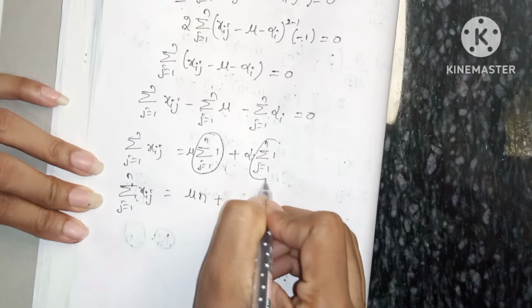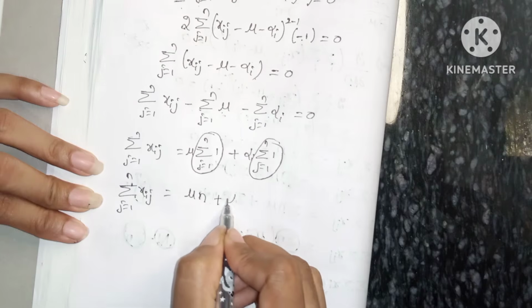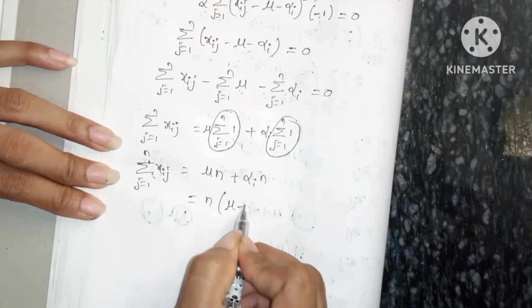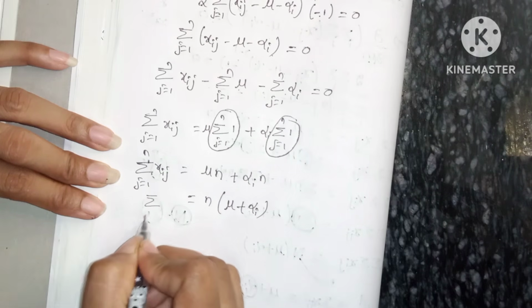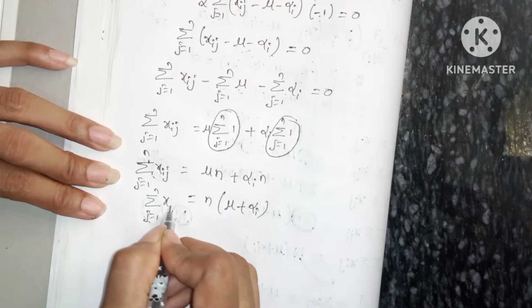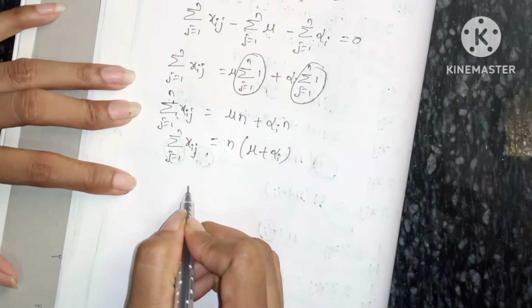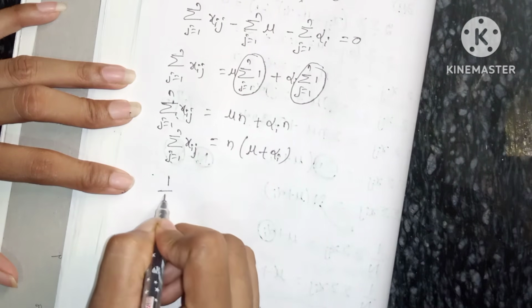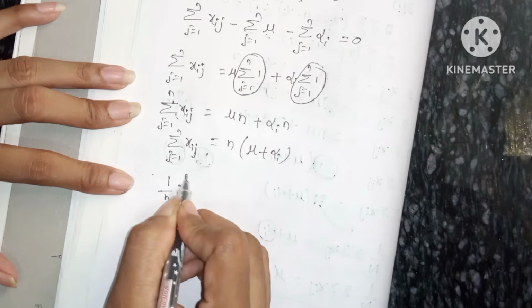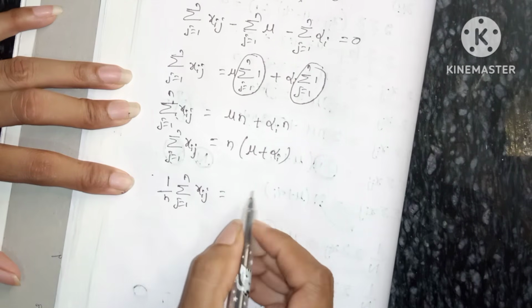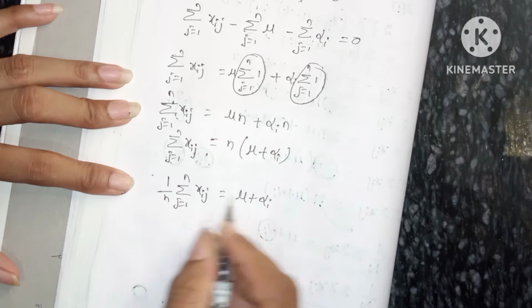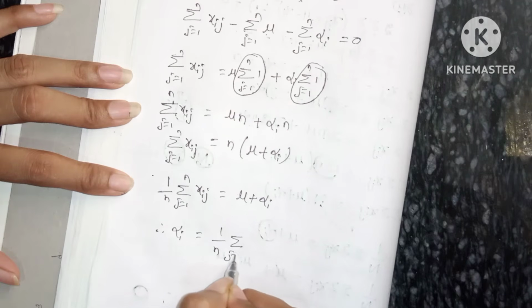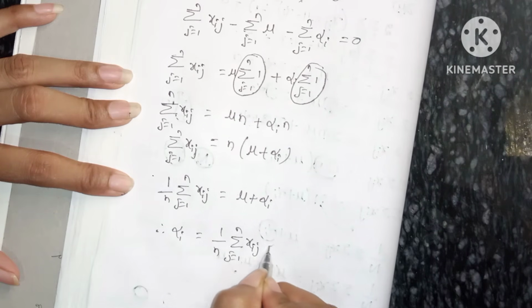And this one also n. So alpha i n. So here we have to take common n. So mu plus alpha i we will get summation j equals to 1 to n alpha ij. Okay. So now this one we have to bring this side. So 1 by n summation j equals to 1 to n xij equals to mu plus alpha i. So therefore alpha i equals to 1 by n summation j equals to 1 to n xij minus mu.